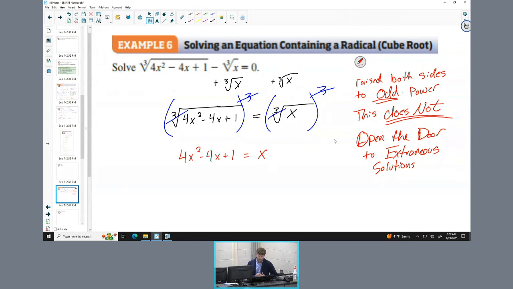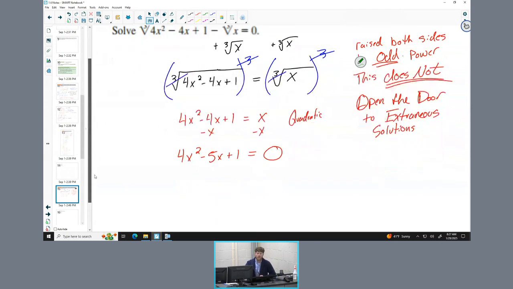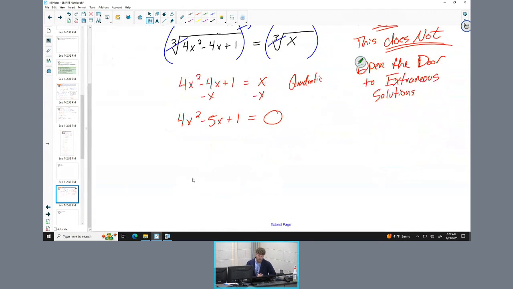All right. Well, this is a quadratic, right? So I need to get everything on the same side. So I'm saying minus x. I got 4x squared minus 5x plus 1 equals 0. And now I need to factor. And we hadn't factored like this in a little bit. I mean, it's been a while, not too long. So, just in case you don't know.